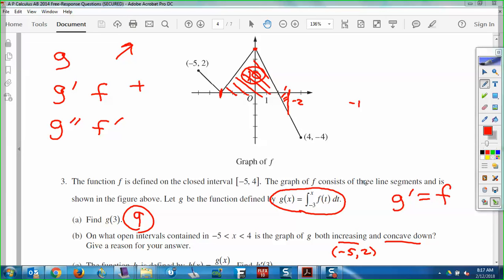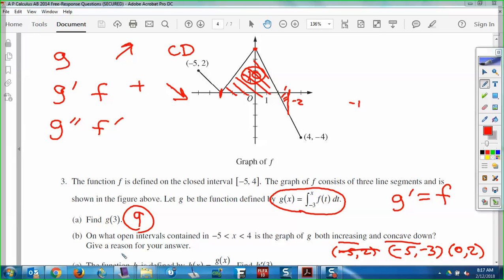Now when's it concave down? When is this graph concave down? Remember the chart? g is concave down when g prime, or f, is decreasing. So this is decreasing from -5 to -3, and it's decreasing from 0 to 2. So -5 to -3, and from 0 to 2, which would be when this is both positive and decreasing.